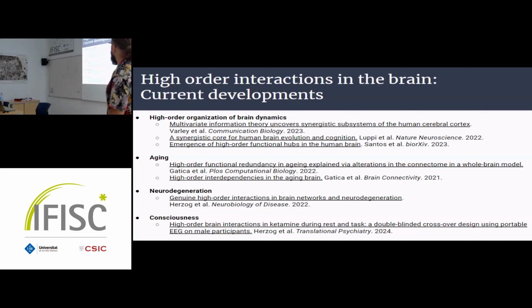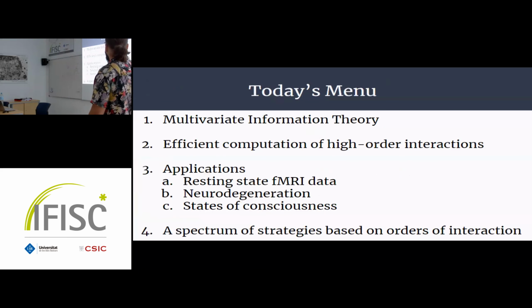And here you can see a couple of papers about the high-order organization of brain dynamics. This one I recommend very much. In aging, how these high-order interactions change across aging and neurodegeneration, this is the work that I will be showing here, and also in states of consciousness, for example, induced by ketamine, that I will show here as well. It's a new field. I think that it deserves a lot of research, of course, but it's increasing and more people are getting interested, and part of me being here is to invite you as well to be part of this research. So what is the menu today?